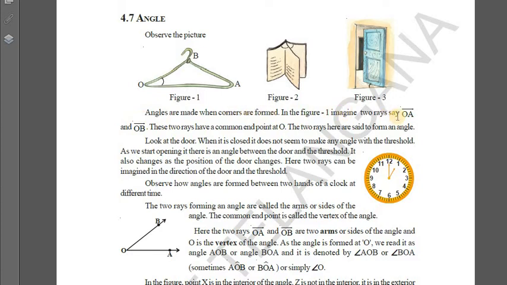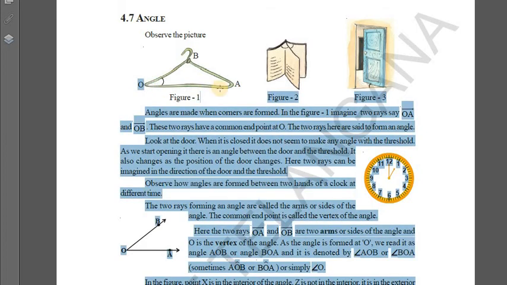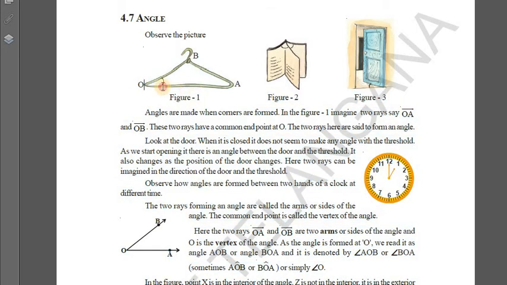In the first figure, imagine that two rays, say OA is one ray. You have to consider this OA as one ray. Okay students, one second, I'll draw it and I'll show you. So he's just given here in the first figure OA is there. So you have to consider this one as one ray and OB is one more ray, and these two are having a common endpoint, that is O. So that is the reason you are getting an angle over there. So the two rays here are said to form an angle.